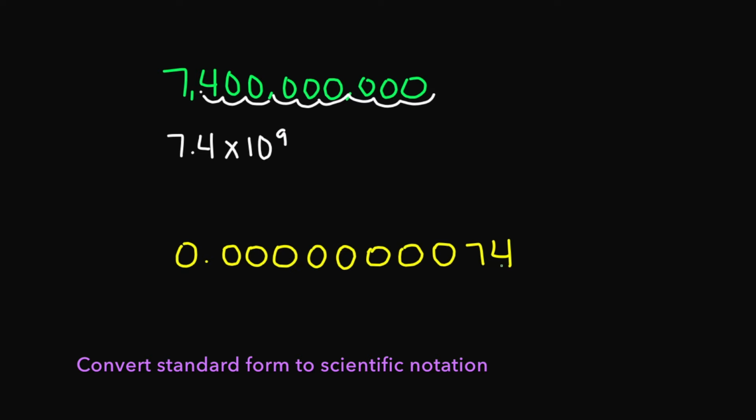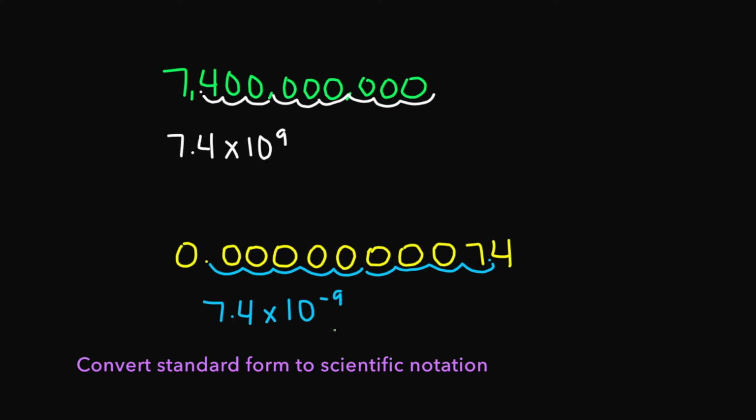So now let's say we had this number here for an example. So I'm going to start from here. We're going to do 1, 2, 3, 4, 5, 6, 7, 8, 9. It puts us right here between the 7 and the 4. So I'm going to get 7.4 times 10 to the negative 9th power this time.